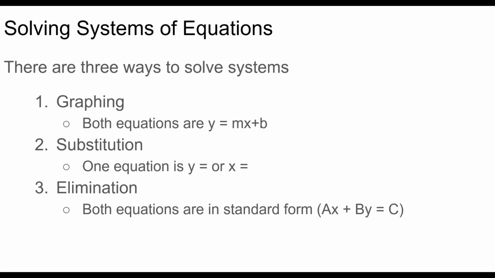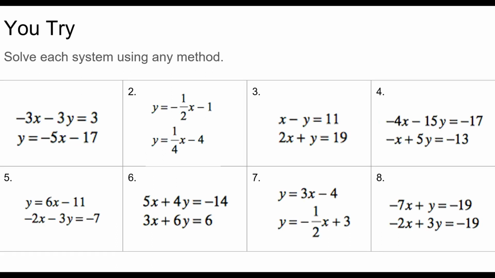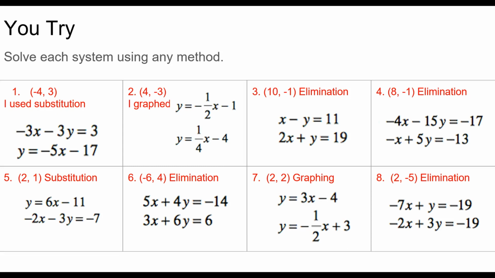Now at this point we've covered graphing, substitution, and elimination, so you can solve systems using any method, but there is a better idea for each one. When we graph, we're really only graphing if they're both y equals mx plus b. For substitution, we're using it only when one is y equals or x equals, and elimination when they're both in standard form. So on the next slide here, pause it, take about 10 to 20 minutes to work on all these problems. If you're graphing, please use graph paper to really see the answer carefully. And I will show you the answers as well as what method I used on the next slide. And that concludes the second part of solving systems of equations using elimination and all methods.